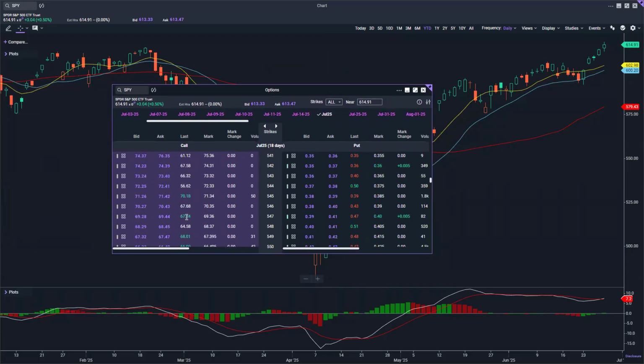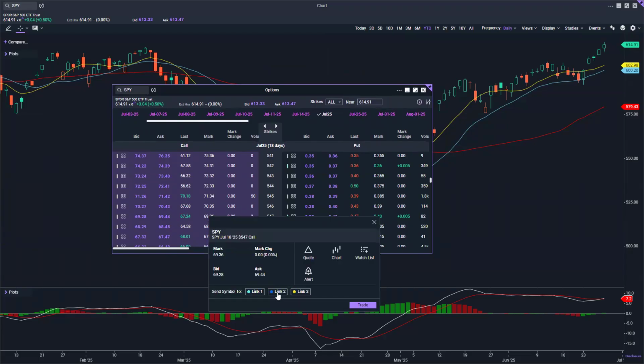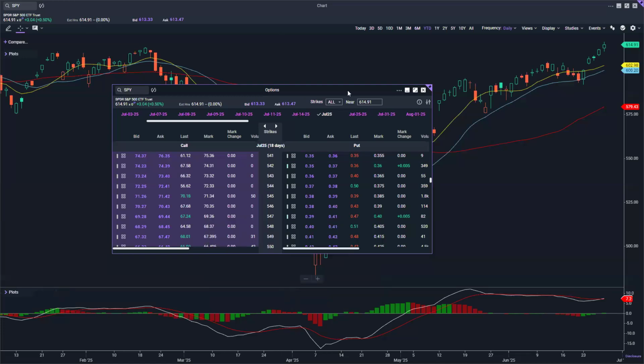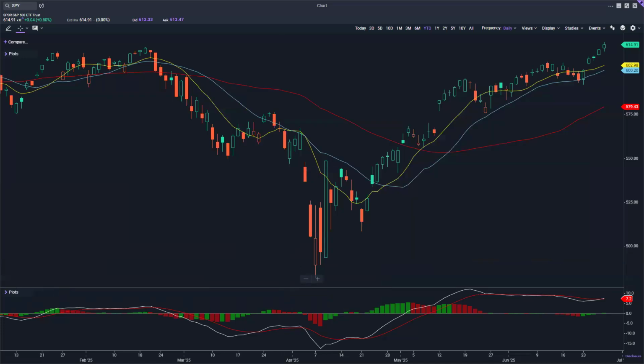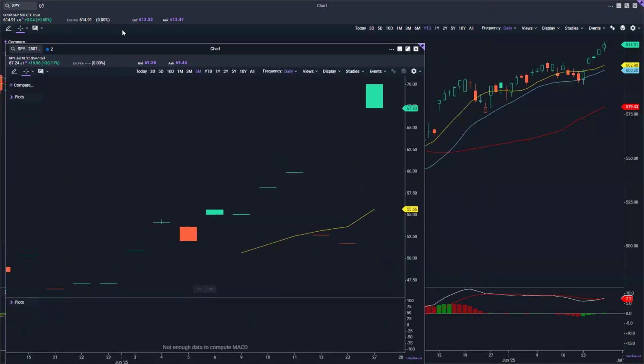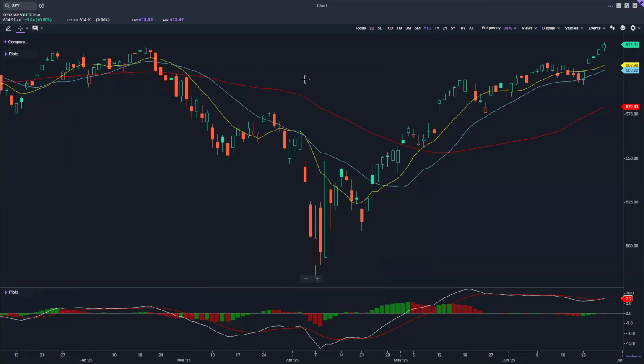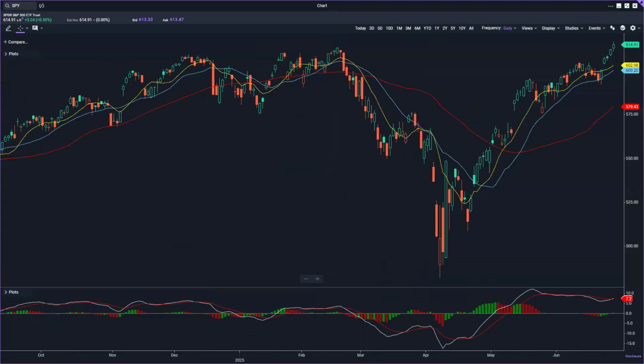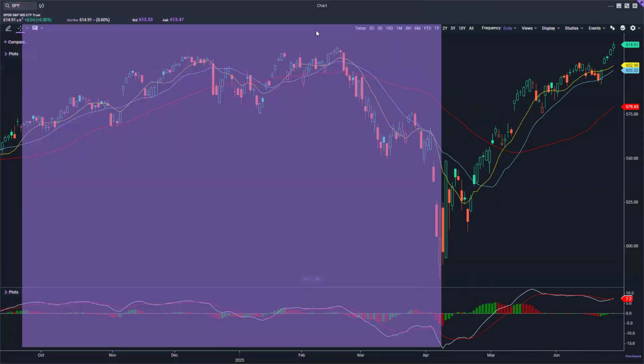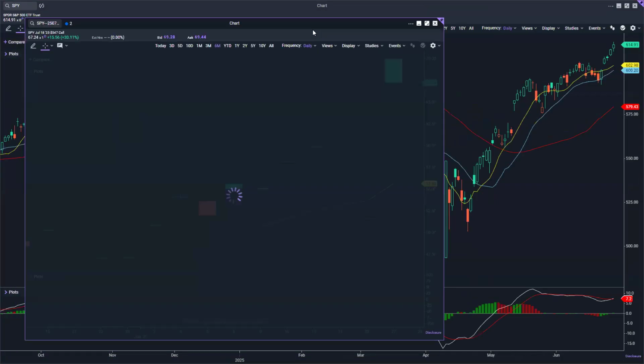So 547. Now let's click on these, and we'll link that in the back here. Okay, so now here's the 547 strike calls on SPY. We put this over here a little bit so you could see the graph. So now here's the beauty of it.